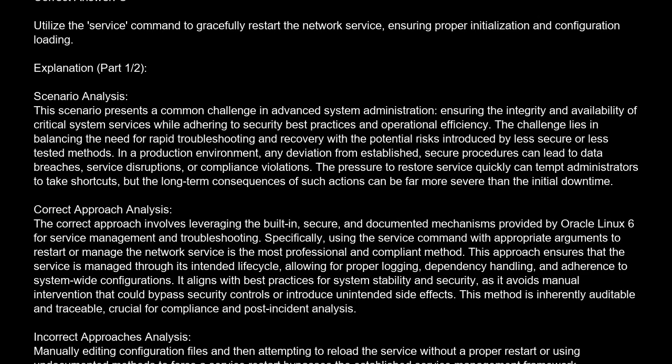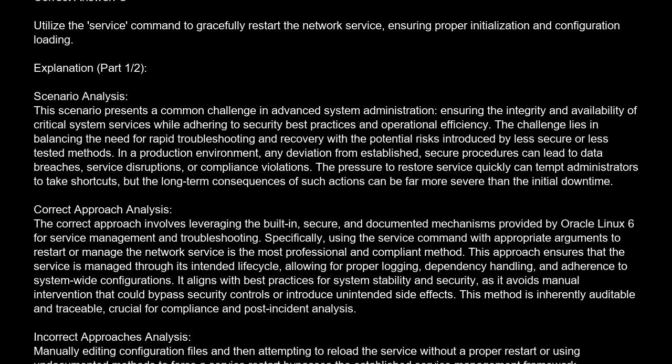The correct answer is C. Utilize the service command to gracefully restart the network service, ensuring proper initialization and configuration loading. Explanation. Scenario analysis. This scenario presents a common challenge in advanced system administration, ensuring the integrity and availability of critical system services while adhering to security best practices and operational efficiency.